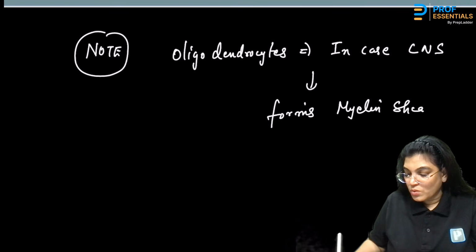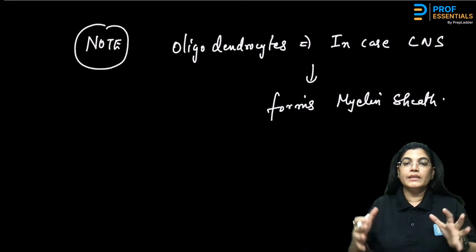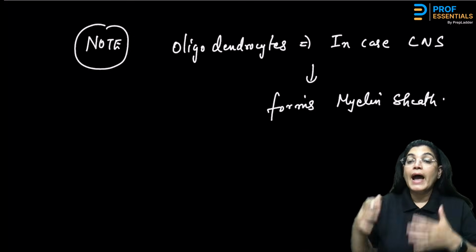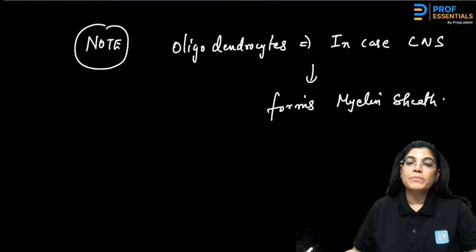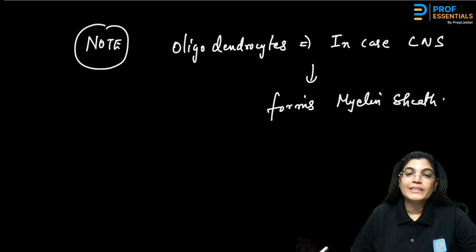These two MCQs are often asked in examinations: which cells form the myelin sheath in the central nervous system, and which structure forms the myelin sheath in the peripheral nervous system. In the peripheral nervous system, Schwann cells form the myelin sheath, and in the central nervous system, oligodendrocyte cells form it.